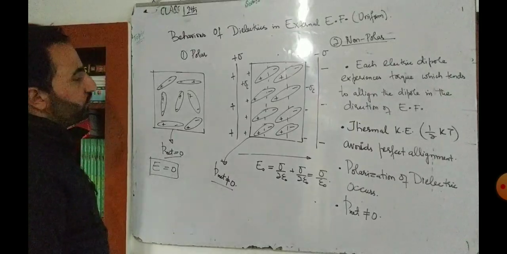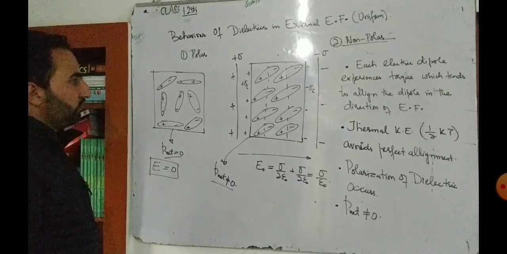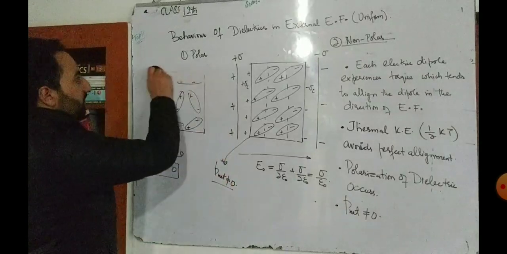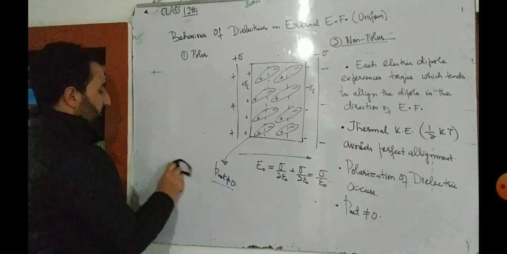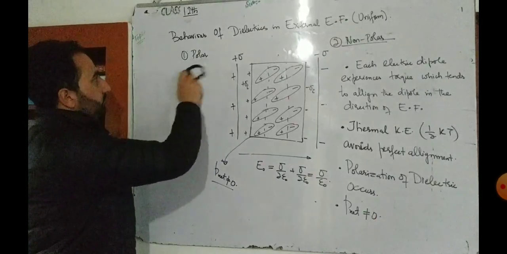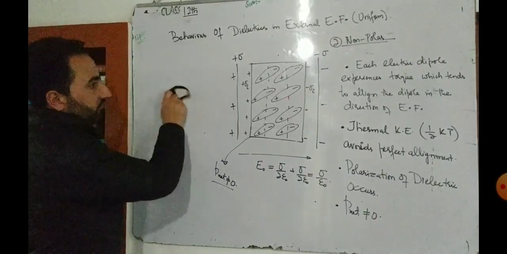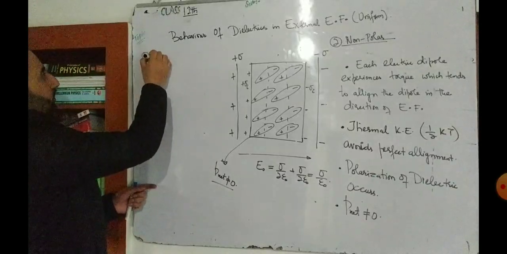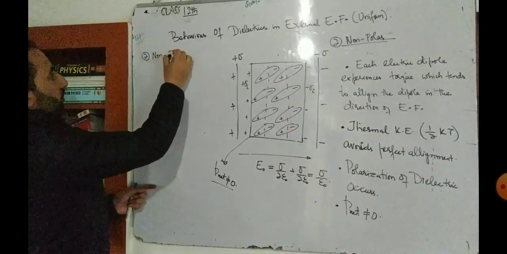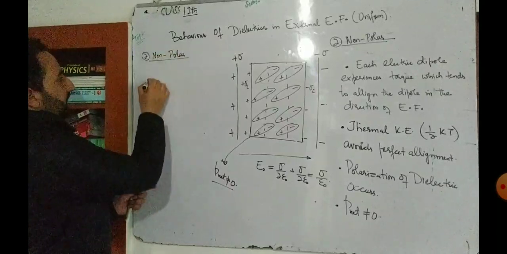The next is number 2, non-polar dielectric. Now suppose that we place a non-polar dielectric in a region of electric field. Okay. So next point number 2 लिखो बेटा non-polar. So number 2 here I will write out: non-polar. That means I will take a non-polar dielectric. That's like this.